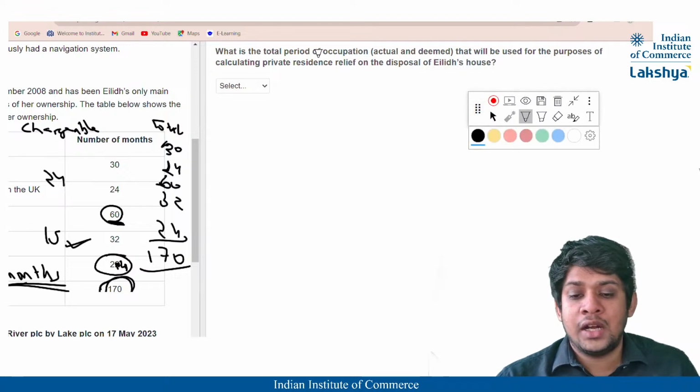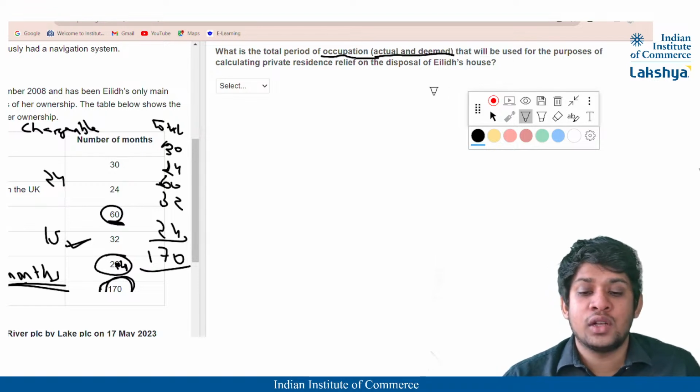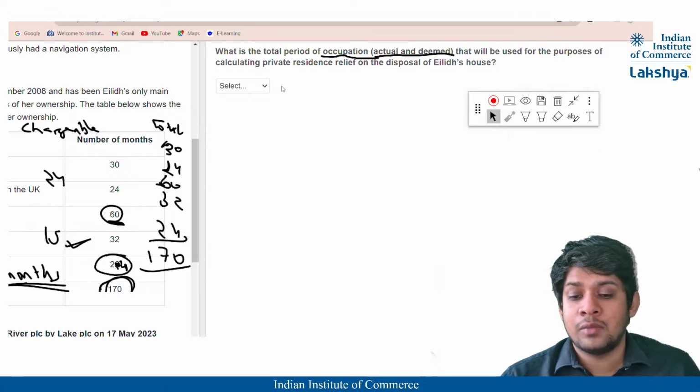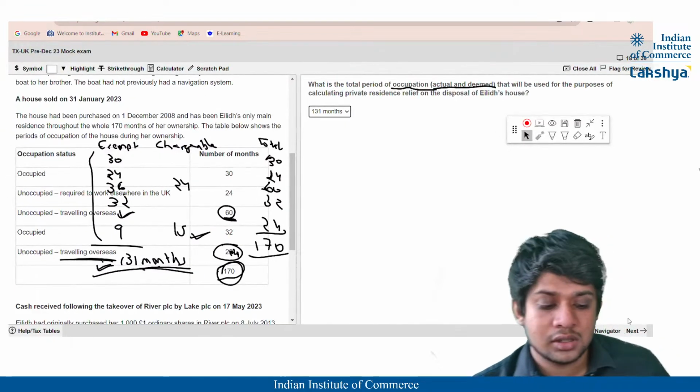So what is the total period of occupation, actual and deemed, that will be used for the purpose of calculating private residence relief? It will be 131 months that we have calculated. So I'll choose 131 months.